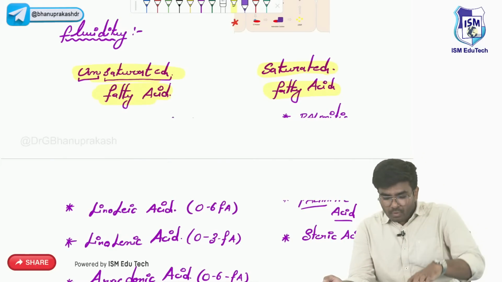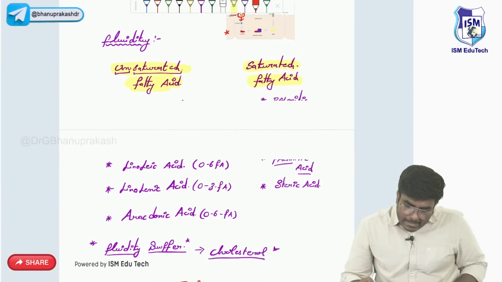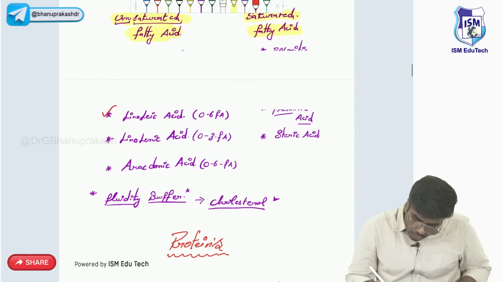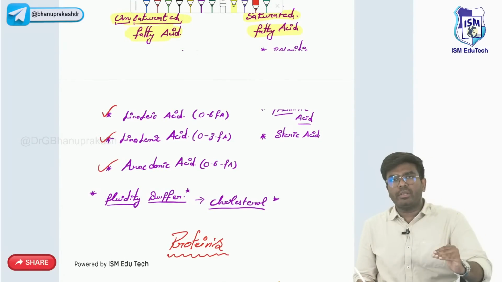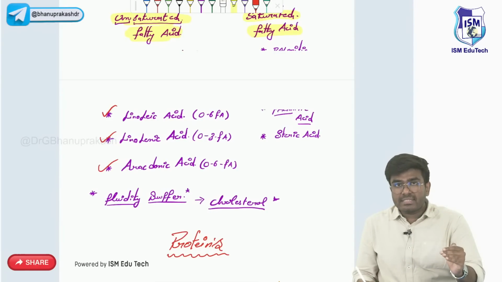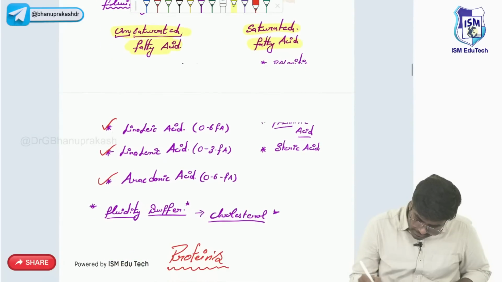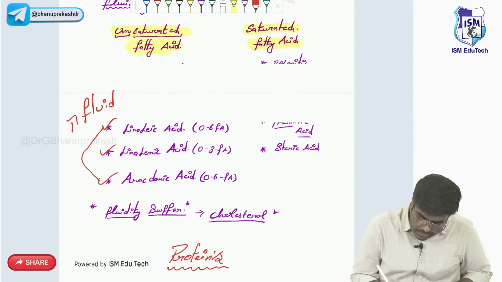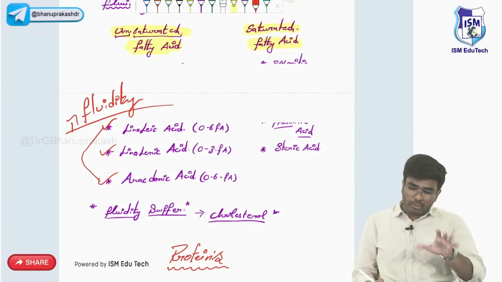As far as the exam, you should know examples of unsaturated fatty acids and what they do to fluidity. Unsaturated fatty acids like linoleic acid and arachidonic acid increase the fluidity of the cell membrane, or the flexibility of the cell membrane, which is something good.